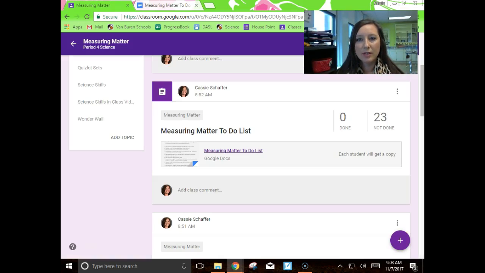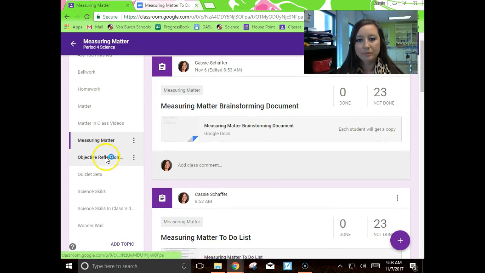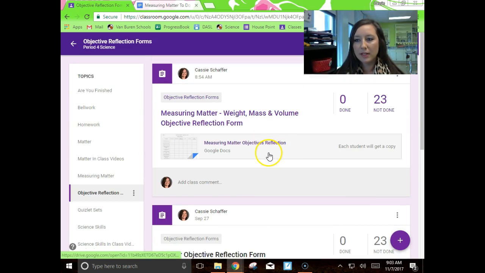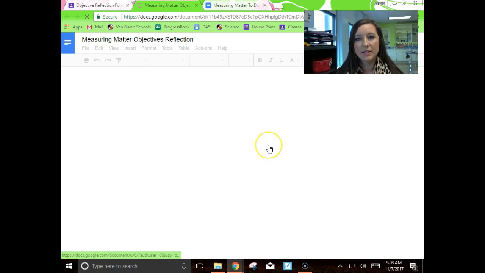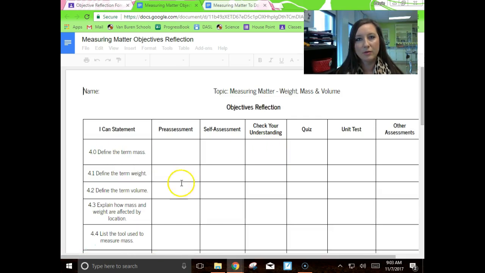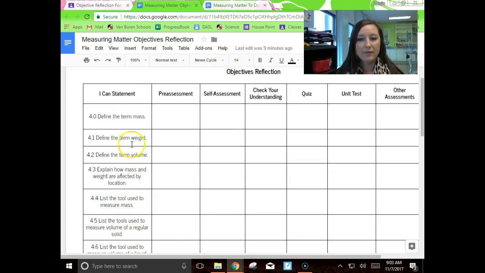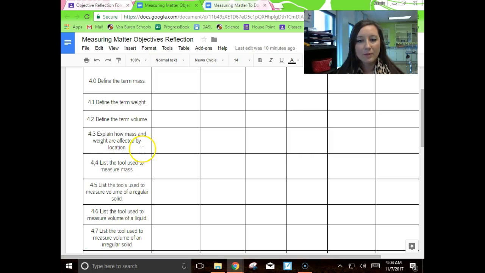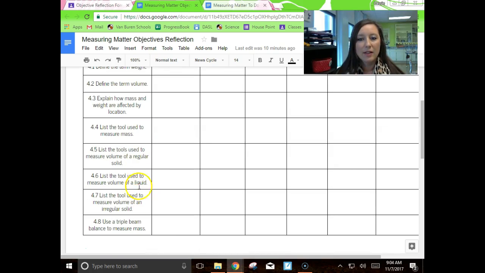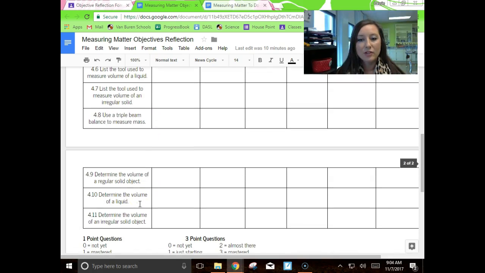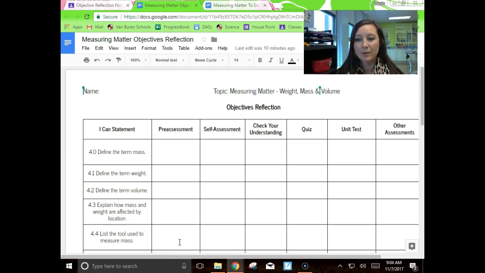Then I wanted to show you the objective reflection form. This is a guide for the students to see all of the things they have to be able to master throughout this section. For the first few, they have to be able to define a few different terms. They have to explain how mass and weight are affected by location. Then we're talking about the different tools we use to measure matter. And then they actually have to be able to use those tools and measure matter for both mass and volume.